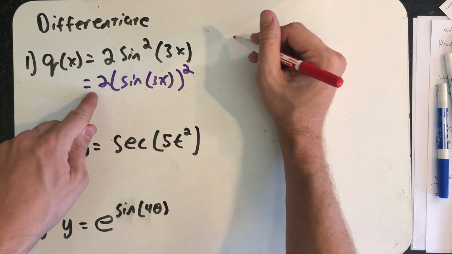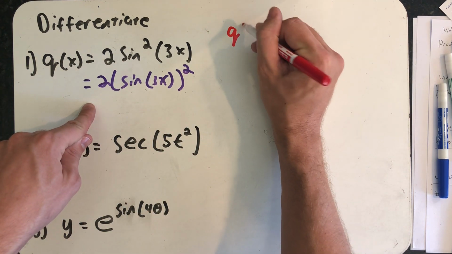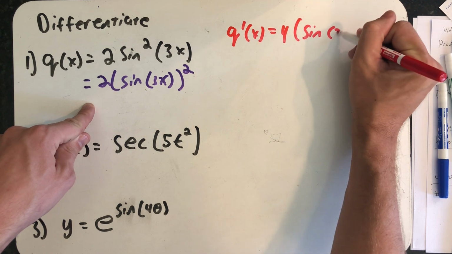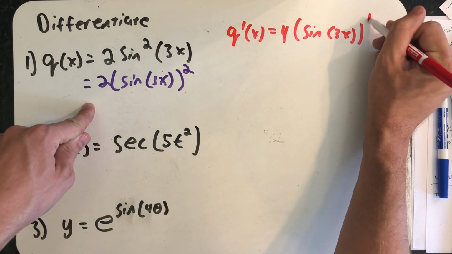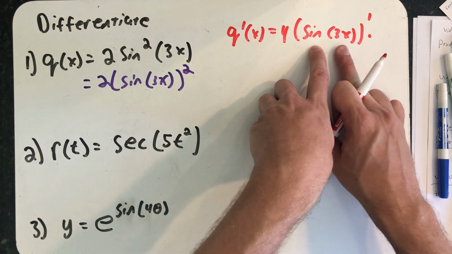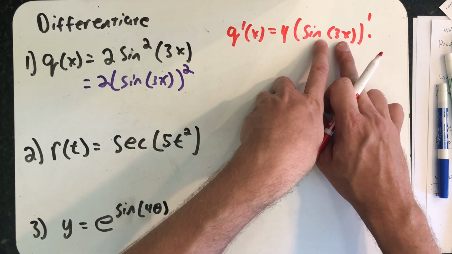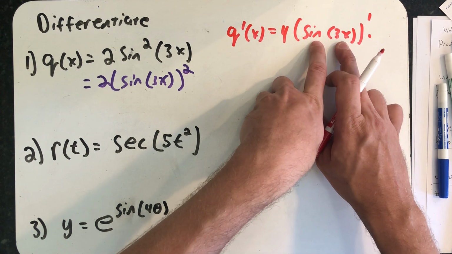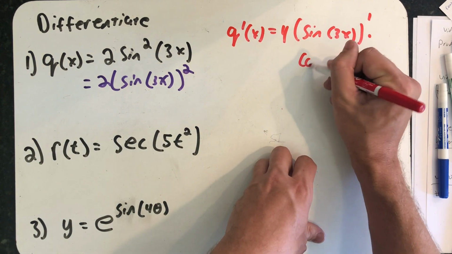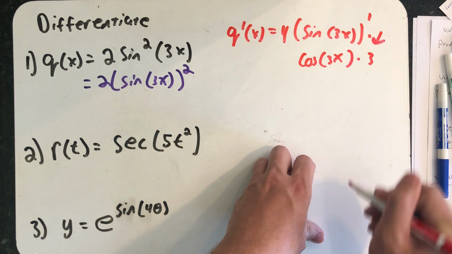So let's see. The power rule, 2 times something squared, the power rule would tell me that I have 4 sine of 3x to the first times. And now I need to take the derivative of the inside function. So I need to take the derivative of sine of 3x. Well, again, I have to think about the inside and outside functions. The derivative of the outside function is cosine of 3x times 3. And that should be written there, and I ran out of room.